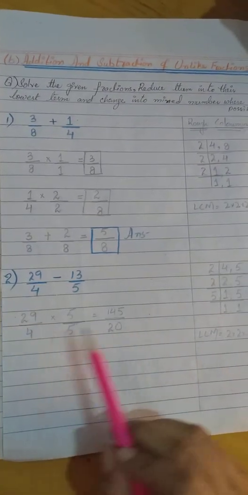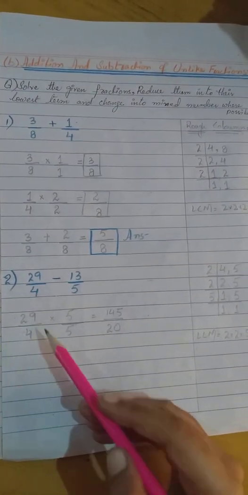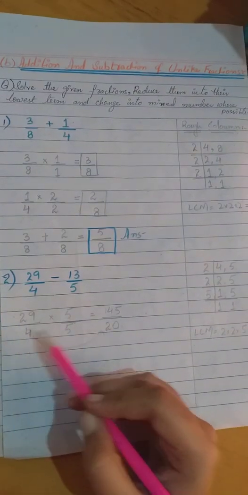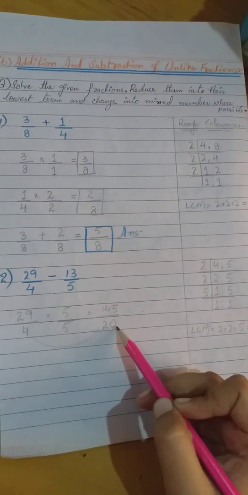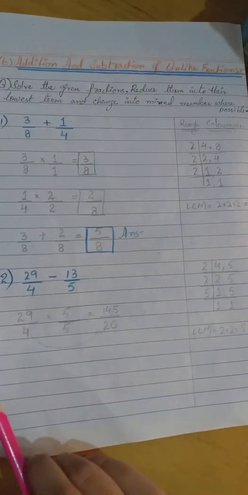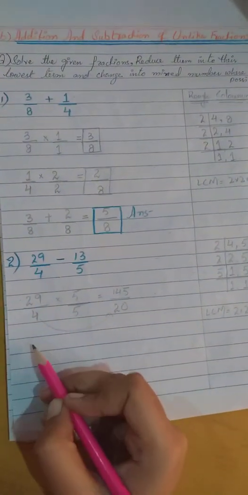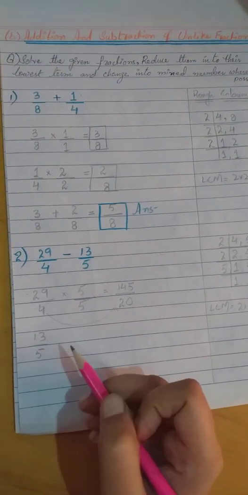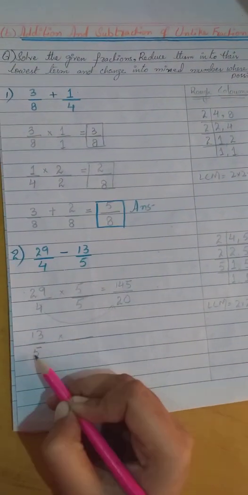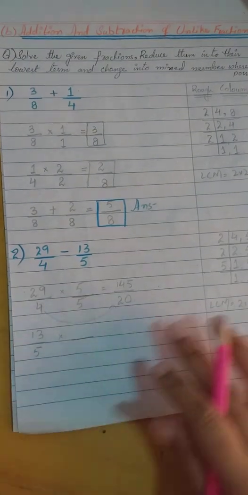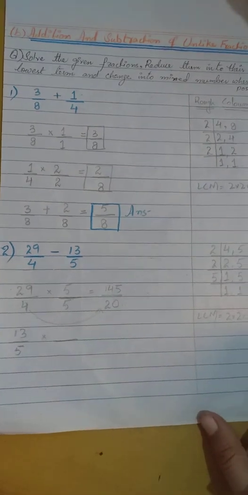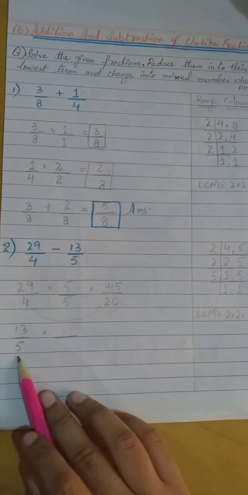Here we have made the denominator 4 equal to the denominator 20. So 145 upon 20 is the equivalent fraction of 29 upon 4. Now let's take the second fraction, that is 13 upon 5. Again we will make its denominator 5 equal to 20. Again we have to think by which number we multiply 5 to get 20. We will read the table of 5.